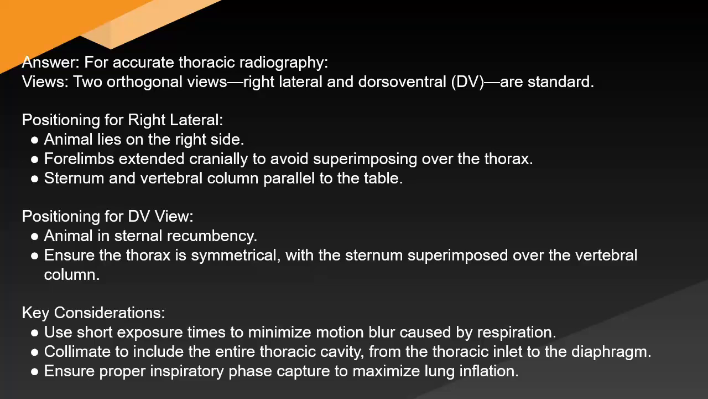Positioning for the DV view: animal in sternal recumbency. Ensure the thorax is symmetrical with the sternum superimposed over the vertebral column. Key considerations: use short exposure times to minimize motion blur caused by respiration. Collimate to include the entire thoracic cavity from the thoracic inlet to the diaphragm. Ensure proper inspiratory phase capture to maximize lung inflation.